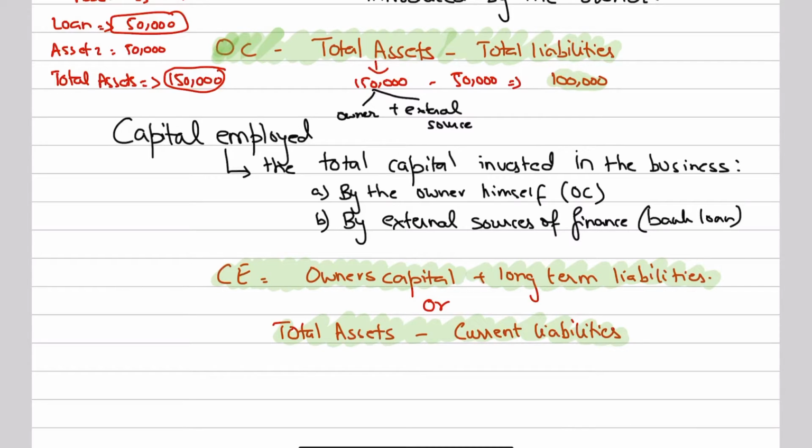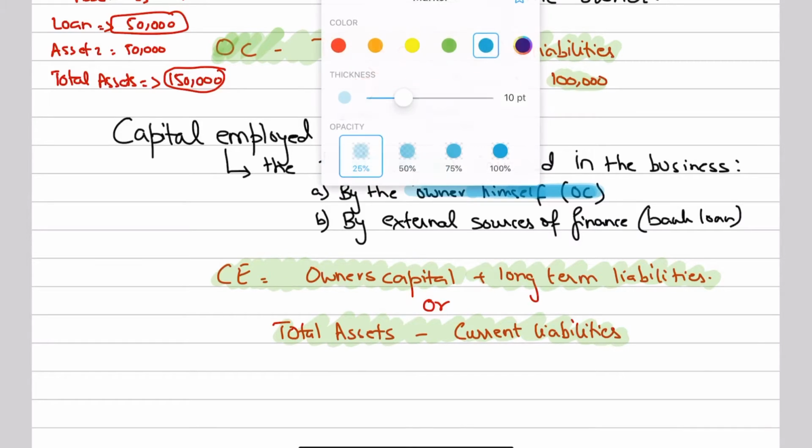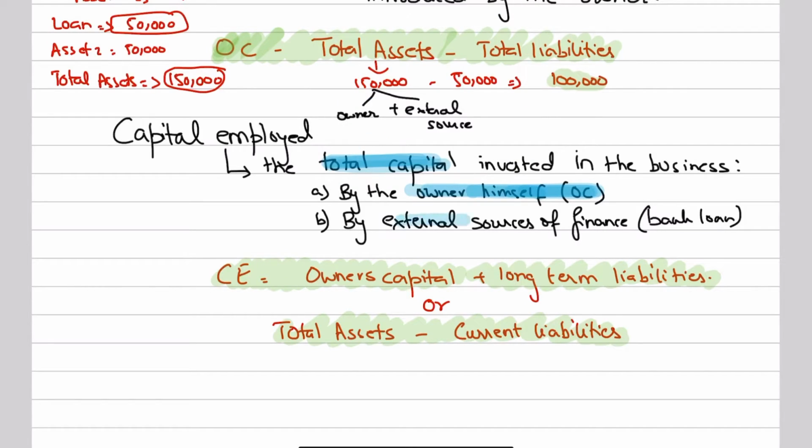Now let's move on to capital employed. So capital employed, students, is the total capital that is invested into the business. First things first, it is the total capital invested into the business by the owner himself, and that is the owner's capital that we just calculated above, plus all the capital that has been invested by obtaining finance from external sources such as a bank loan.